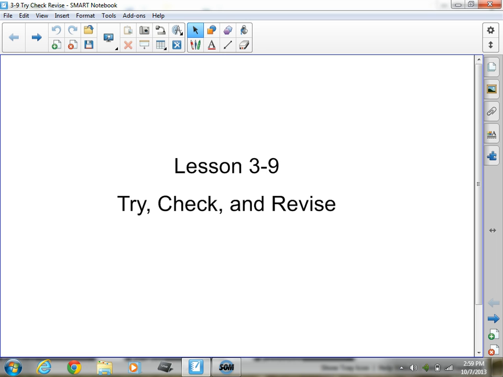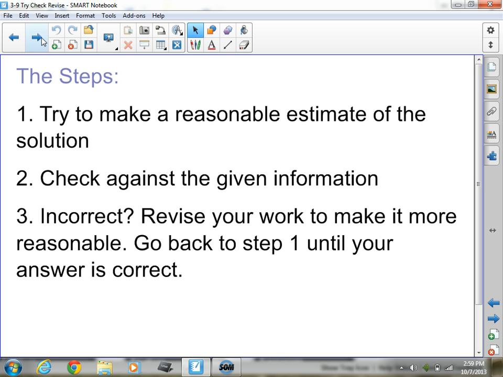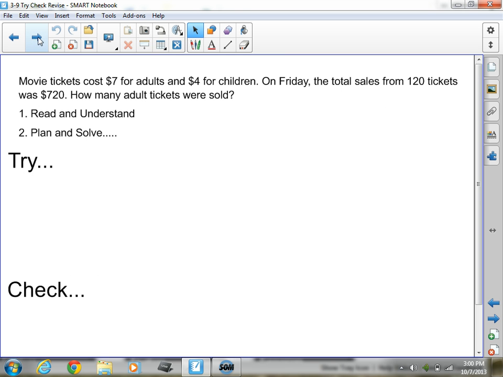Today we are going to be working on trying, checking, and revising when working our way through a story problem. So here's the steps. The first step in working through a story problem is to try to make a reasonable estimate of the solution. Then check against the given information, so we're going to compare our answer to what the information is given in the story problem. If the answer is incorrect, or if we're way off from the information we're given, we're going to go back and revise your work to make it more reasonable. We're going to jump back up to step 1 until our answer is correct. So let's try it out.